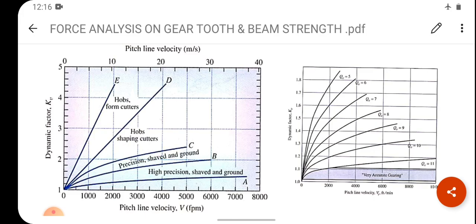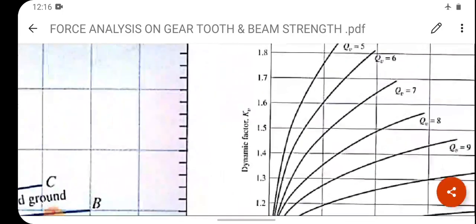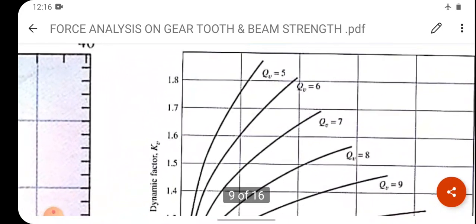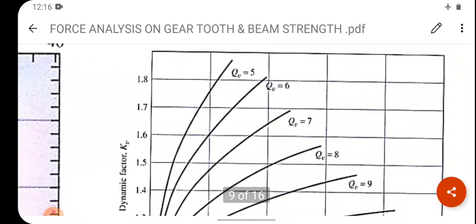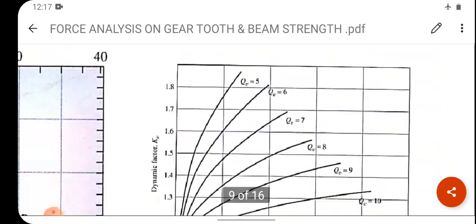Similarly on the right hand side, different types of pitch line velocity V, that is feet per minute, and dynamic factor KV. Here I have written, I am zooming this diagram, see this, it will be visible to you, that is QV 5, QV 6, QV 7, QV 8, and the KV value is given.